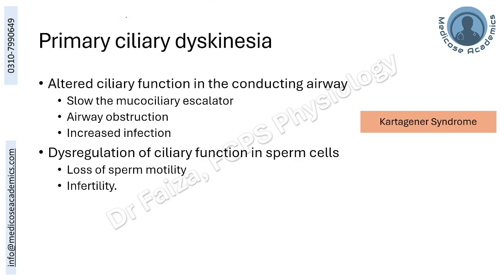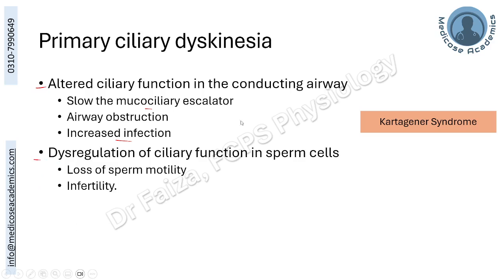Now, the clinical correlation: primary ciliary dyskinesia is one manifestation of abnormal ciliary movement. If the ciliary movement is abnormal, that can lead to abnormal mucociliary escalator function in the respiratory tract, leading to airway obstruction and stasis of mucus, which will act as a growth medium for bacteria, leading to increased risk of infection. Now, the cilia can be defective not only in the respiratory tract but also in the reproductive tract, leading to loss of sperm motility, and that can result in infertility.